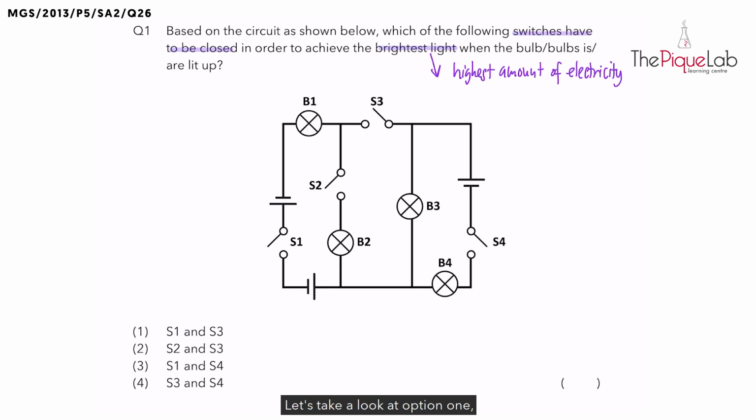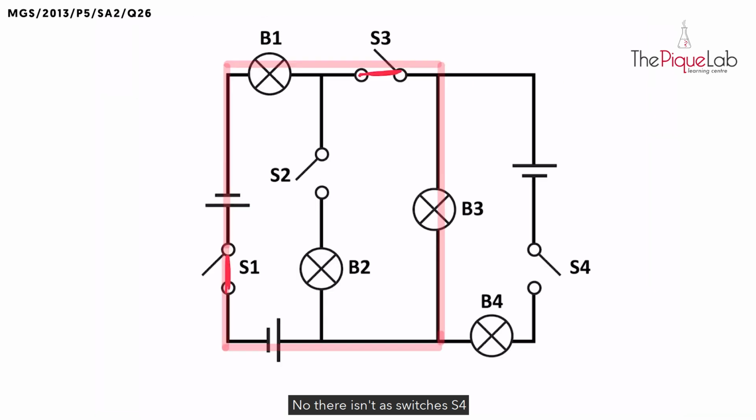Let's take a look at option 1, where we will close switches S1 and S3. The pathway that I'm tracing forms a closed circuit, allowing electricity to flow through. Are there any other pathways that electricity can flow through? No, there isn't, as switches S4 and S2 are not closed. So let's focus on the red pathway.